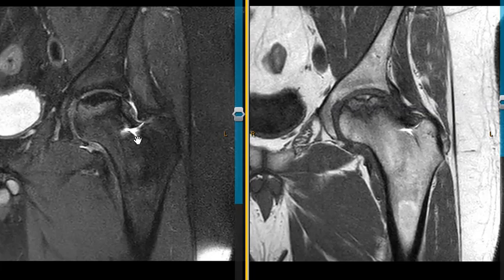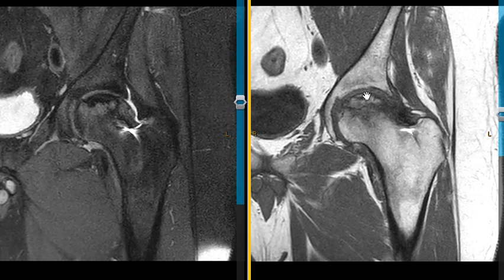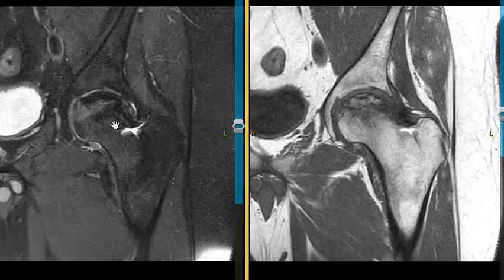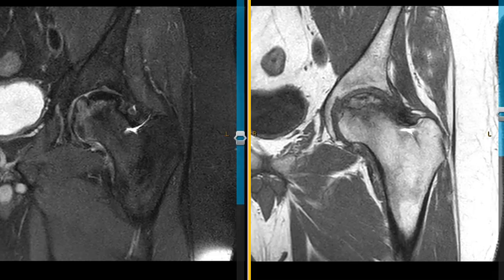I'll put out a couple more views here. This is a T1 weighted view. You can see it looks a little bit different, but this whole weight-bearing articular surface is involved, and there's a little bit of cortical step-off right there, so early collapse. And when it's this bad, they may want to go in and just replace the hip.